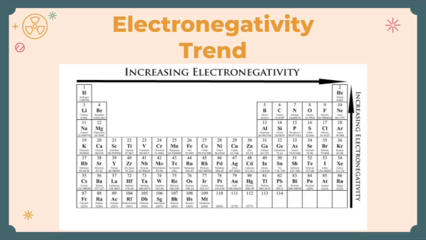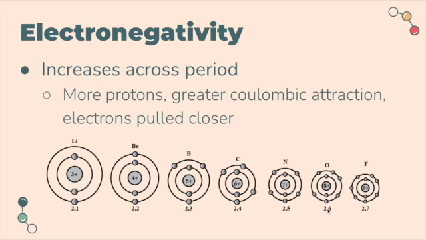The electronegativity trend is identical to the ionization energy trend. As we go from left to right across the period, we increase the electronegativity. And as we go down a group, we decrease electronegativity. Shocker, the reasoning why is identical as well.